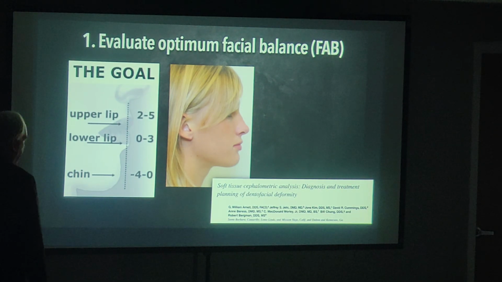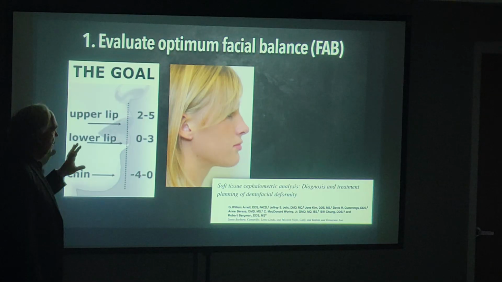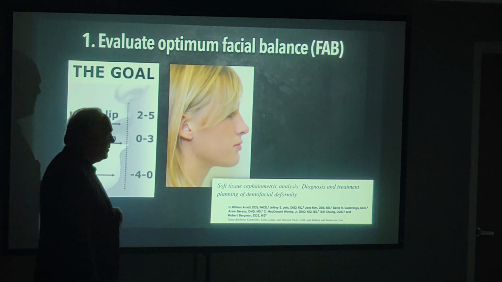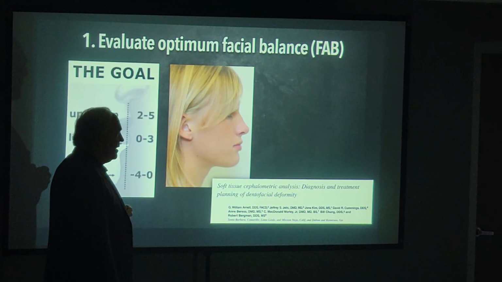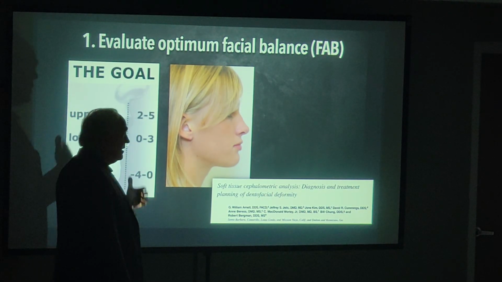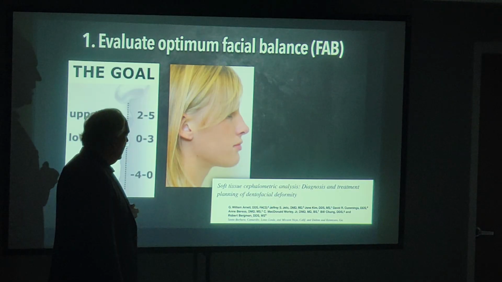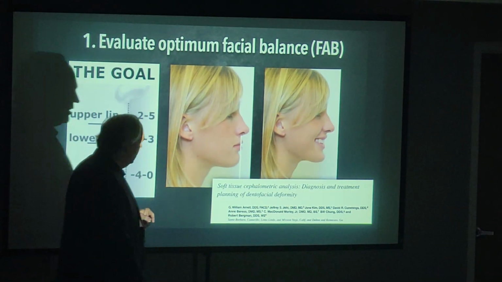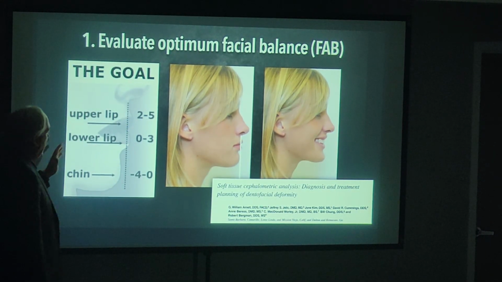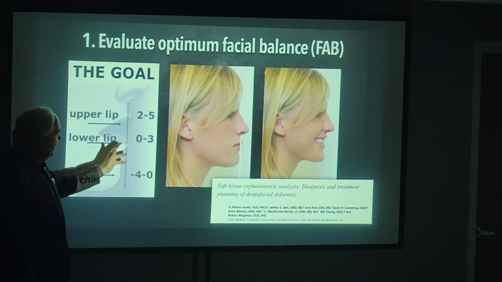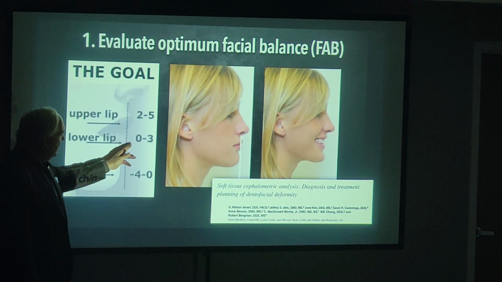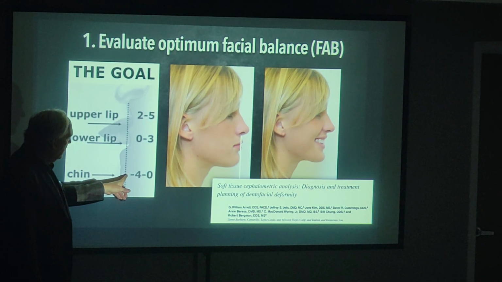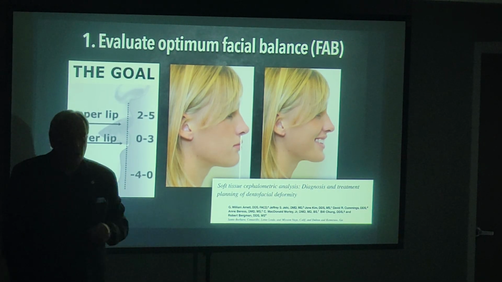So without having to do fancy cephalometrics, you can take a profile picture with your iPhone in natural head posture, so the person is looking at themselves in a mirror, so they're not like this or they're not like this. You just ask them to look at a mirror, and you can take a line and drop it right from the base of the nose and look at it. You should see the upper lip about 2 to 5 millimeters ahead of the line, the lower lip on the line or 3 millimeters ahead, and the chin is going to be out 4 millimeters ahead or back about 4.